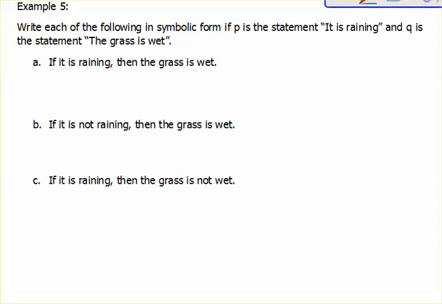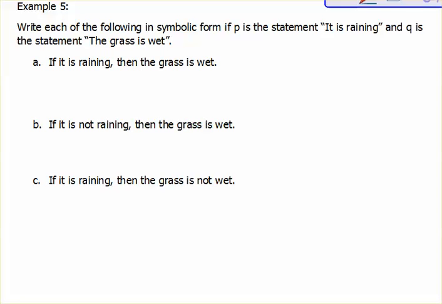Okay, let's do a little bit more practice with trying to rewrite statements in truth table form or in some kind of logical form. So here we have an example that says write each of the following in symbolic form. If P is the statement, it is raining, and Q is the statement, the grass is wet. Okay, so every time we see it is raining, we're going to replace that with P. And every time we see the grass is wet, we're going to replace that with Q.